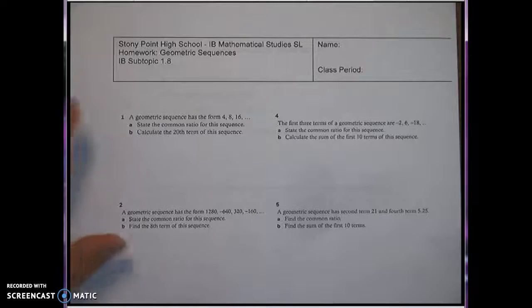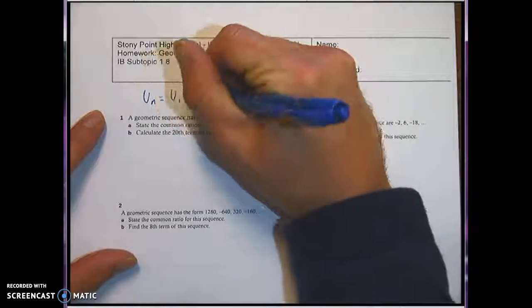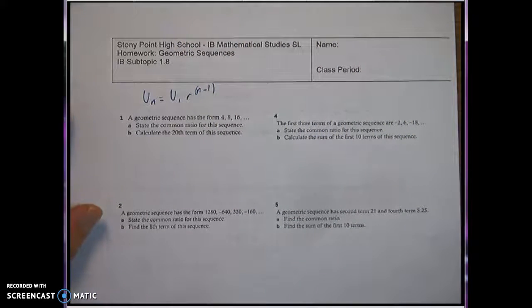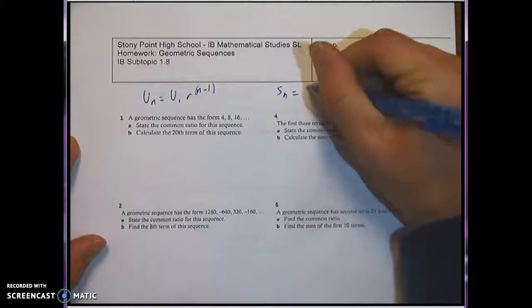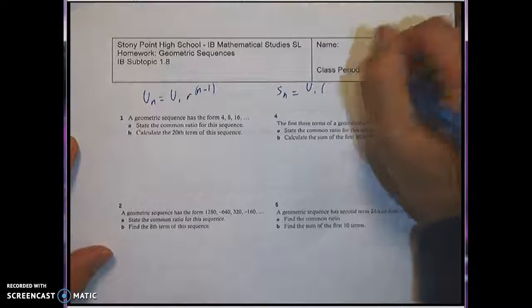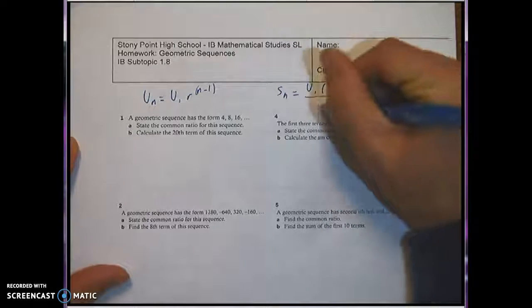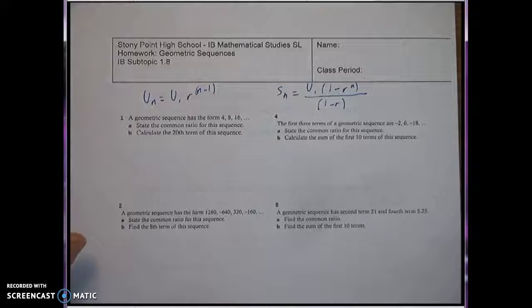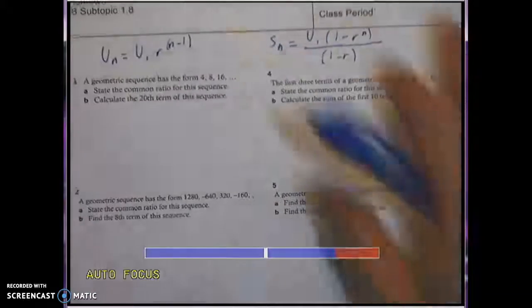The main formula to remember here is that U sub n equals U sub 1 times the common ratio to the n minus 1 power. That's to find the nth term. To find the sum of the first n terms, you're going to use U sub 1 times 1 minus r to the n power divided by 1 minus r, the common ratio. Both of those formulas are on your formula chart, so you don't need to memorize them. Let's just jump into this right here.